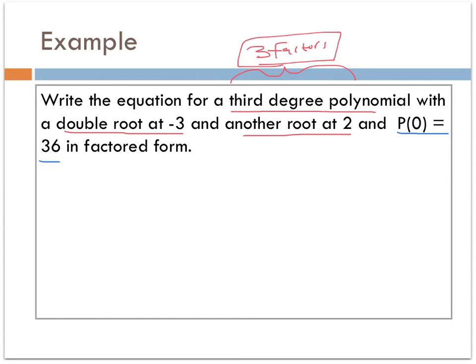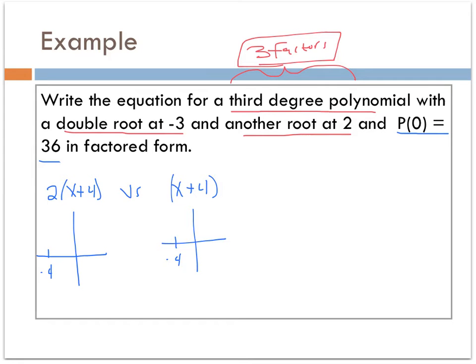So for example, as a sideline from this piece that we're talking about, if I had the graph 2 times x plus 4 versus x plus 4, they would cross at -4, but this graph would be steeper than this graph. Okay? So even though they cross at the same point, they are not the same graph.